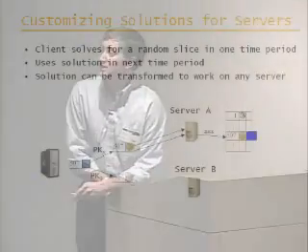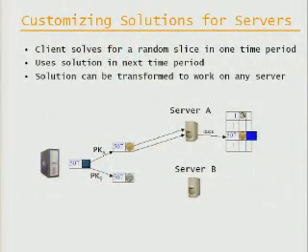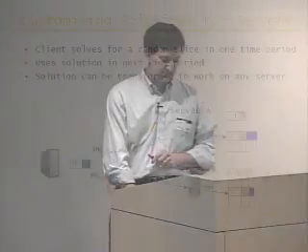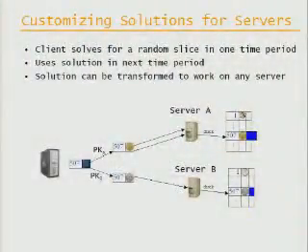If the client wants to visit server B, it needs to use the public key of server B to generate a different token, this silver token, which it sends to server B. Still in slice number 507, and server B has its own table.